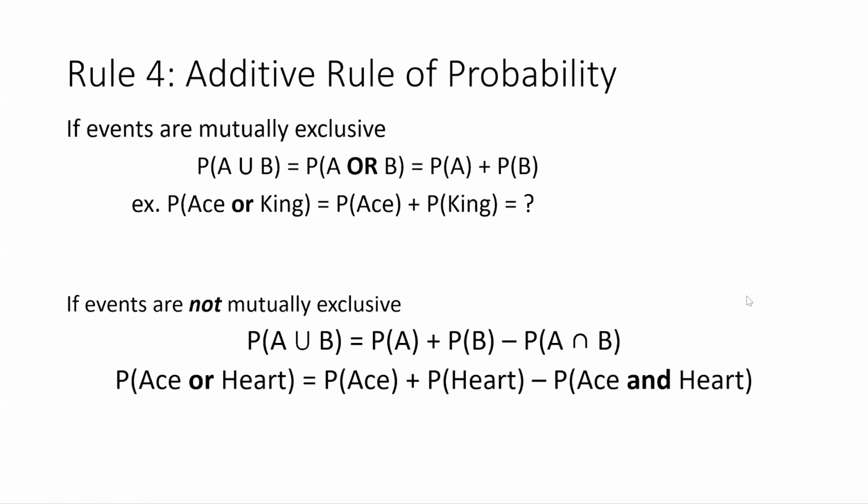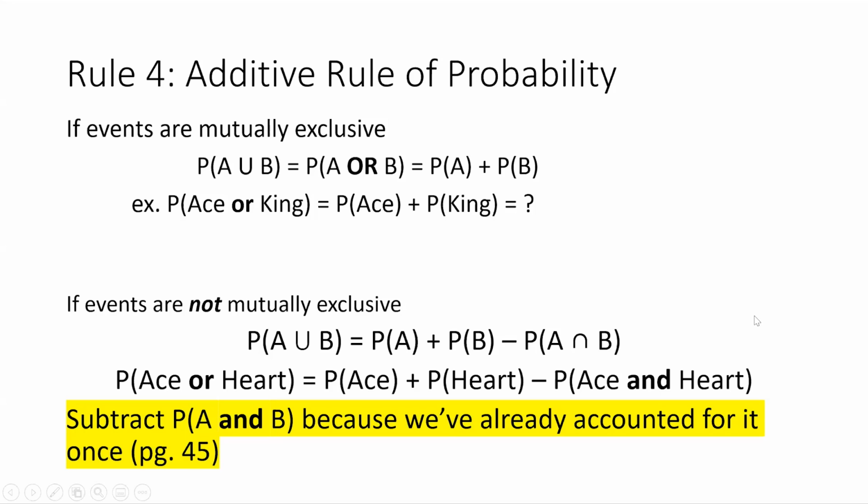If events are not mutually exclusive, then we actually have to do the probability of A plus the probability of B minus the probability of A and B both occurring. So if we're looking at the probability of getting an ace or a heart, we have the probability of ace plus the probability of a heart minus the probability of getting an ace and a heart. And this can be a little bit trickier to understand. But we subtract the probability of A and B because we've already accounted for it once.